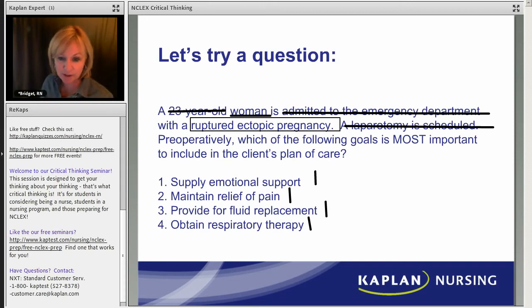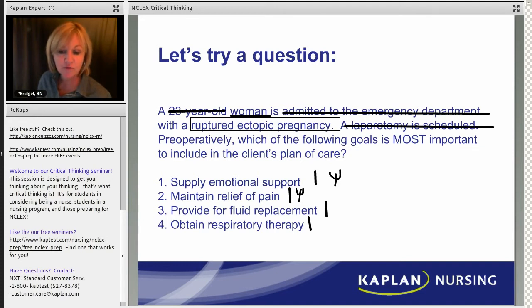Okay, let me show you another trick. Number one says supply emotional support. Now ask yourself, is that meeting a physical need or a psychosocial need? It's psychosocial, and I'll use the psi symbol for that. It's making them feel better. Number 2, is that physical or psychosocial? Now, this usually frustrates people because it's not physical. It is psychosocial too. The reason it's psychosocial is giving them pain medicine isn't going to fix their ruptured ectopic pregnancy, is it? It's just going to make them feel better.